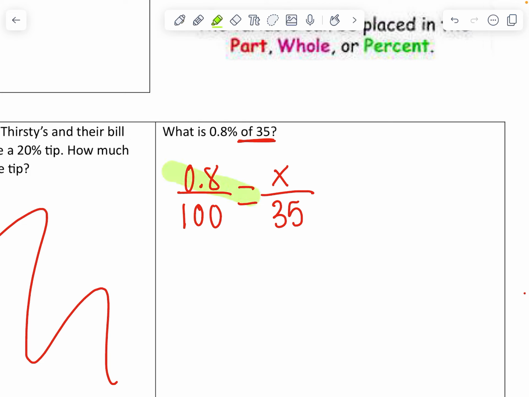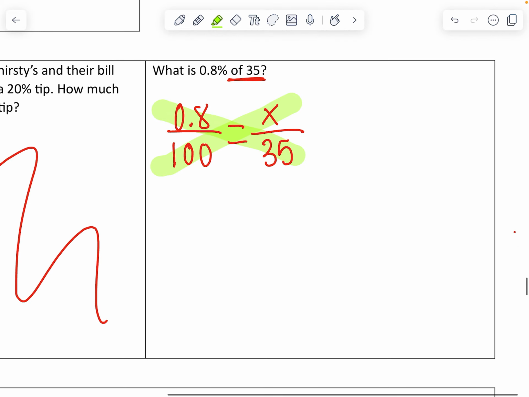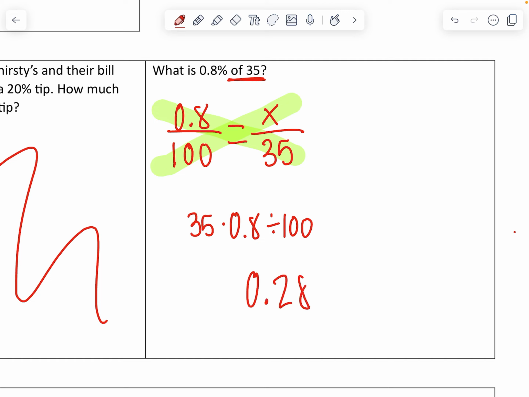So now do your butterfly method and solve. Okay. Remember, you multiply what's diagonal from each other. So you're going to multiply 35 times 0.8, and then you divide by 100 this time. So go ahead and put all of that in your calculator. 35 times 0.8, and then divided by 100. You should get 0.28 hundredths.